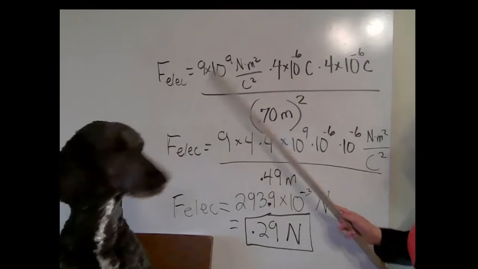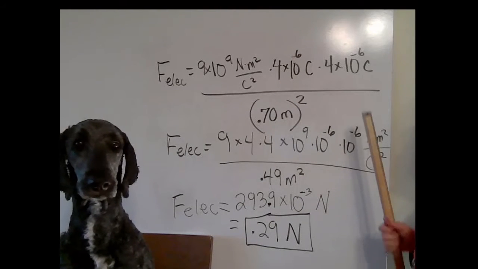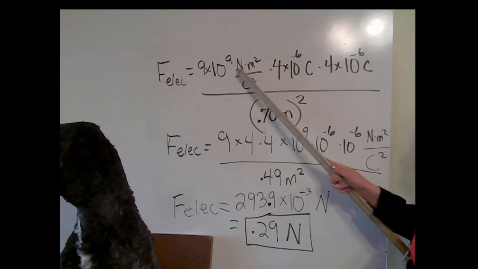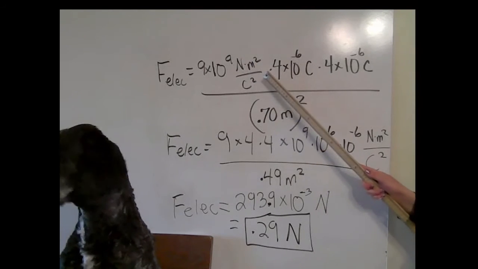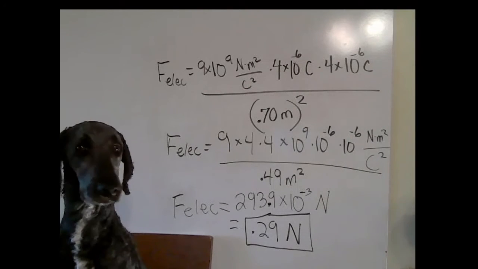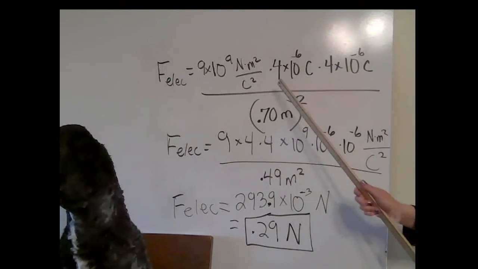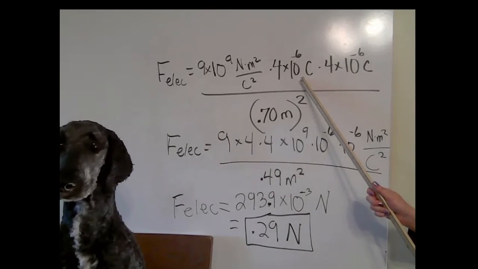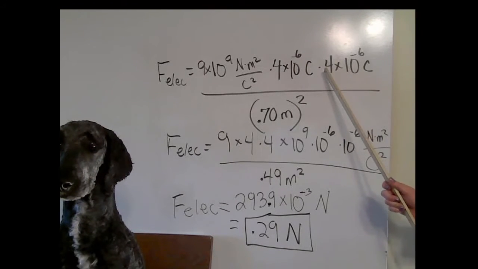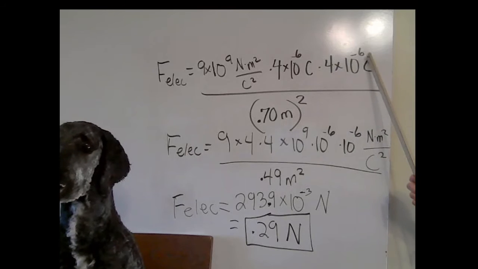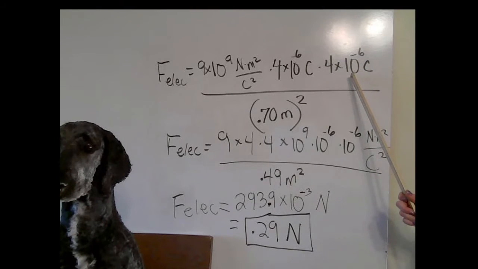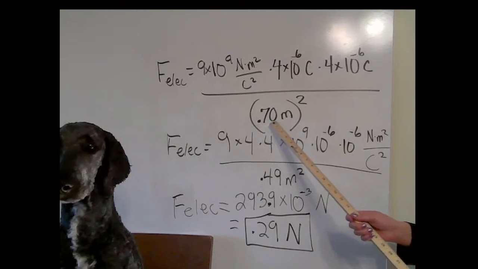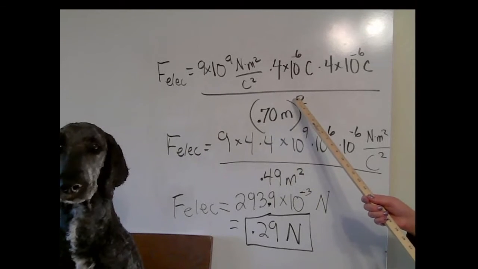Here I've plugged everything into the equation. We have Coulomb's constant K, 9 times 10 to the 9 newton meter squared per coulomb squared, times 4 times 10 to the minus 6 coulombs, that's the charge 1, times 4 times 10 to the minus 6 coulombs, which was charge 2. Divided by the distance, 0.7 meters, and that is squared.